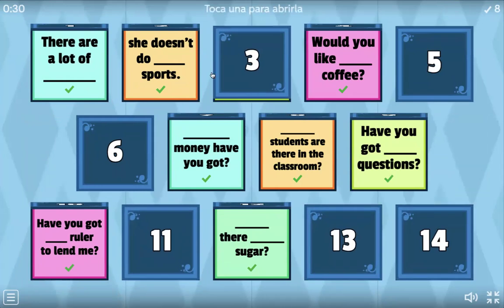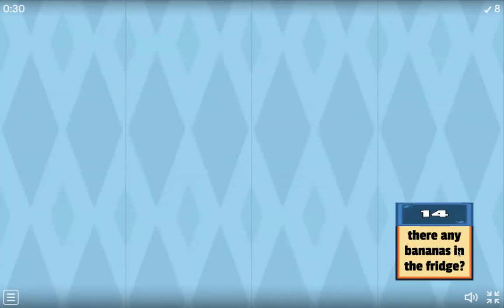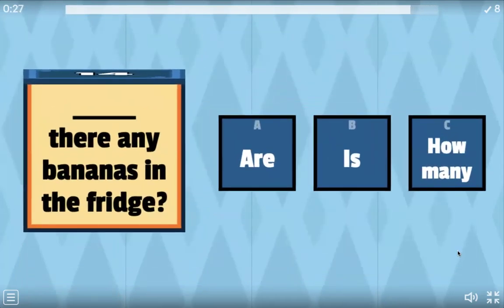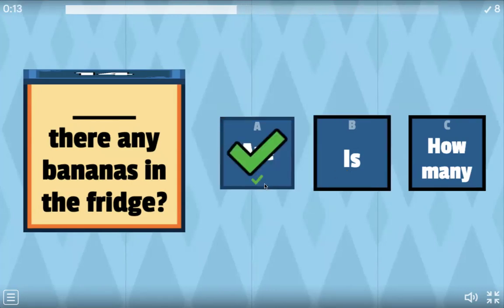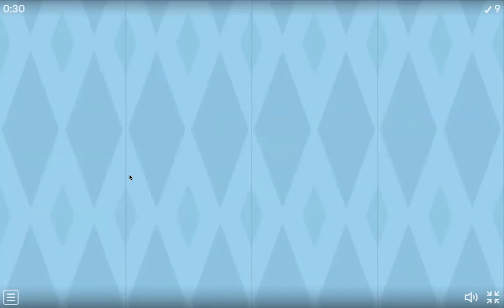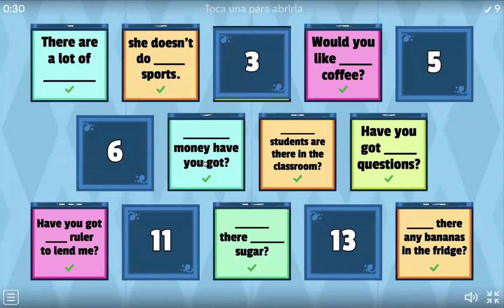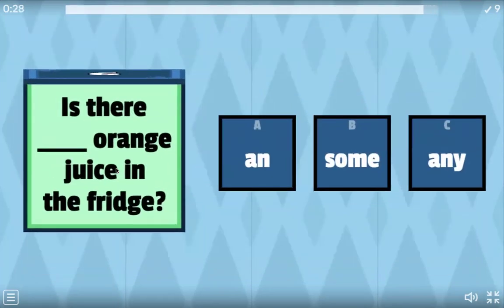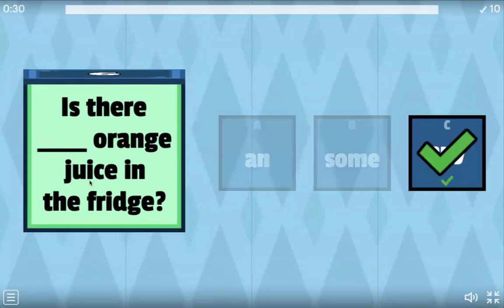Alan, choose a number. 14. Is there any bananas in the fridge? Are you sure? We're talking about bananas. Are there any bananas? Yeah, so bananas plural, are. Alexis, 6. Is there any orange juice in the fridge? Correct, because we're talking about juice.